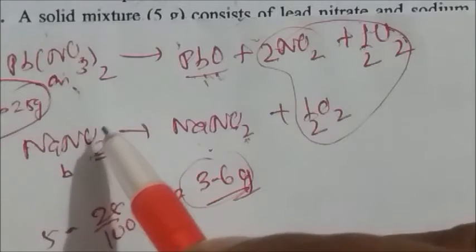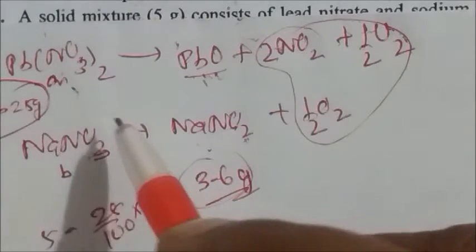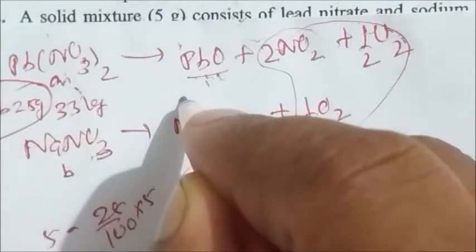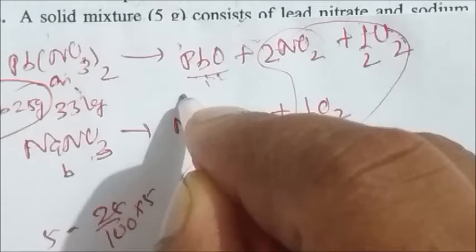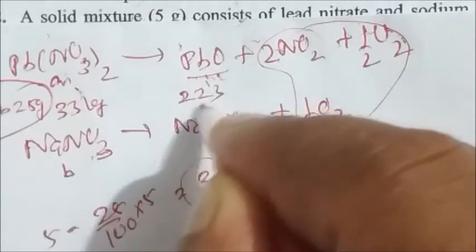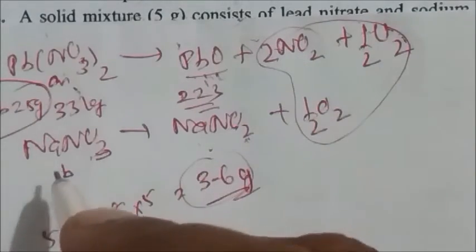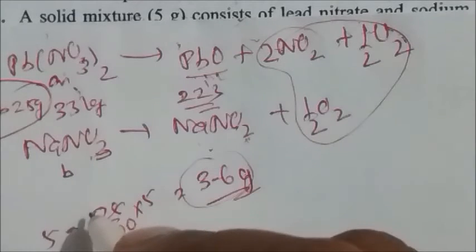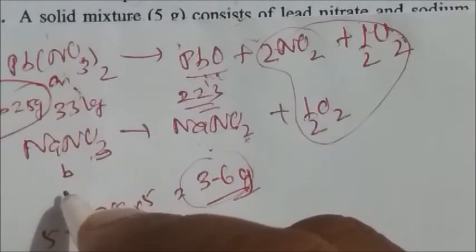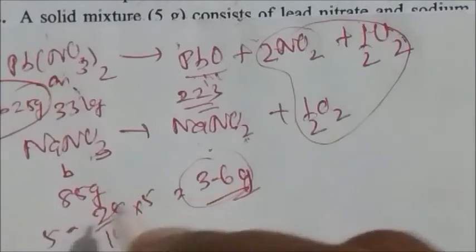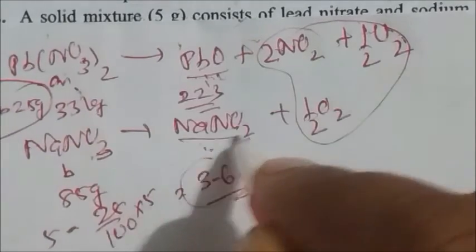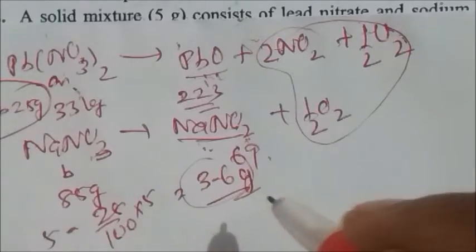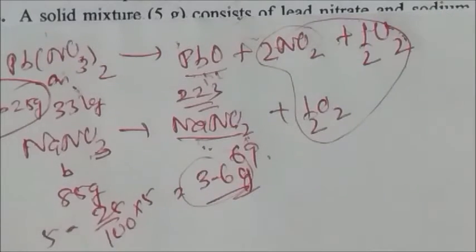So molar mass of lead nitrate is 331 gram, and for lead oxide how much? It is 223. You can calculate. And similarly, molar mass of sodium nitrate, if you solve it, is 85 gram. And if you solve molar mass of sodium nitrate, it will be 69 gram. So these are the values.